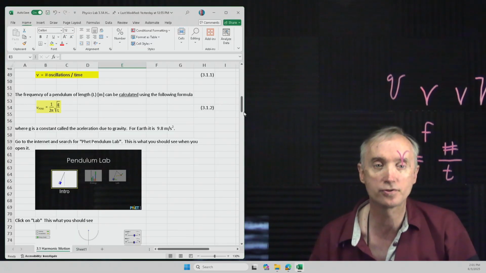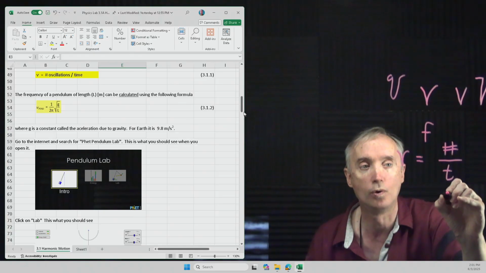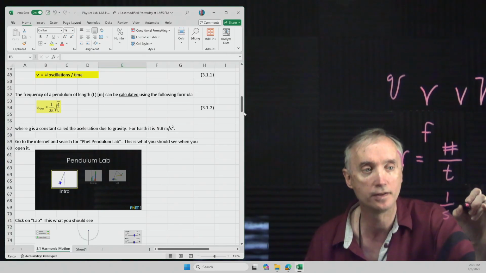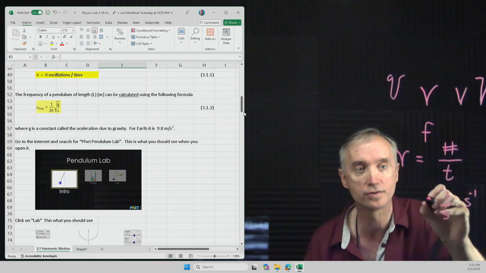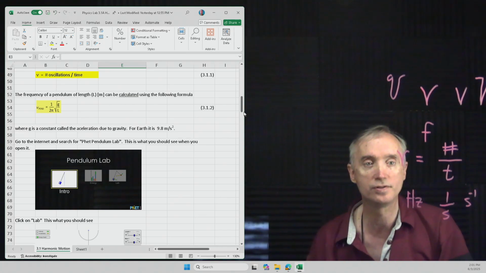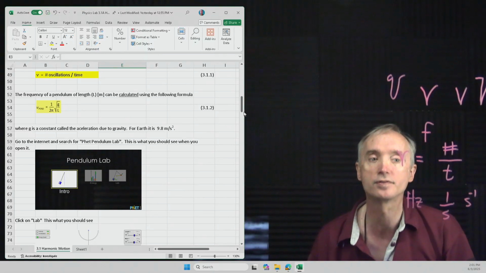The official metric unit for frequency is 1 over seconds. Another way of saying that is s to the -1. But most commonly, it's going to be called the hertz, Hz. So Hz is the official metric unit for frequency.